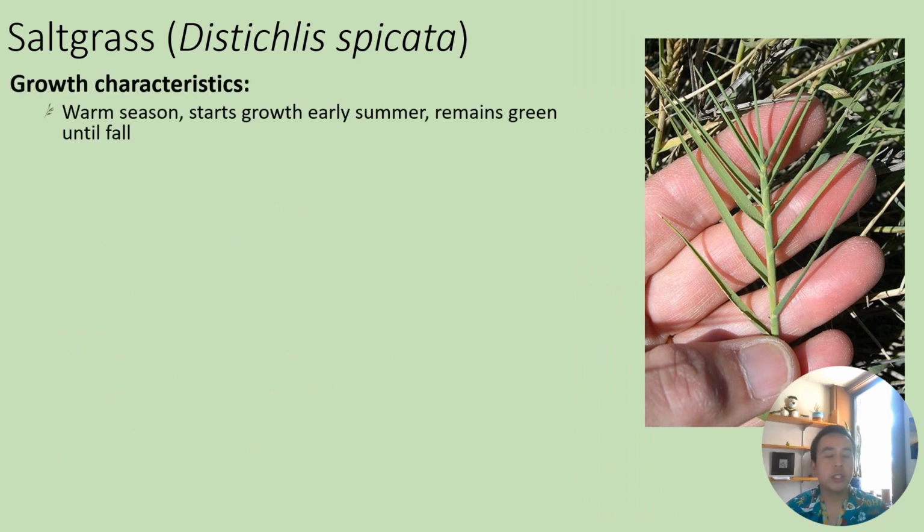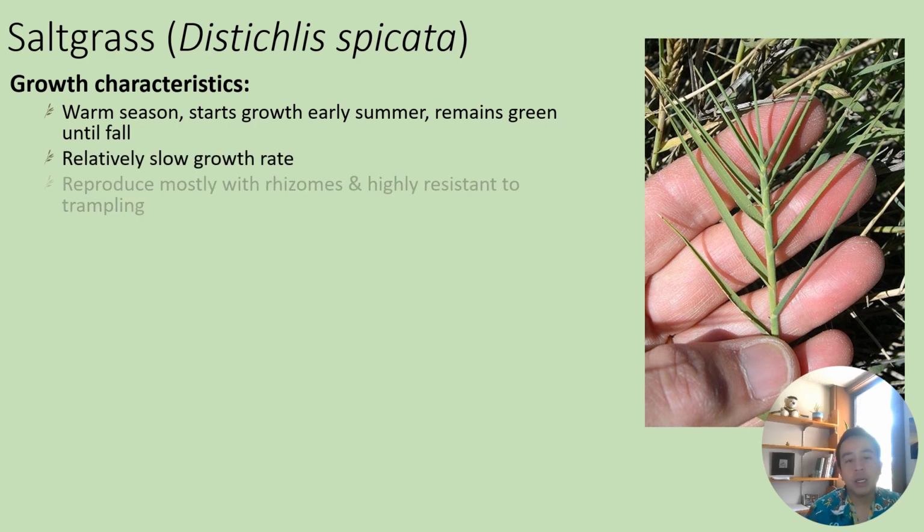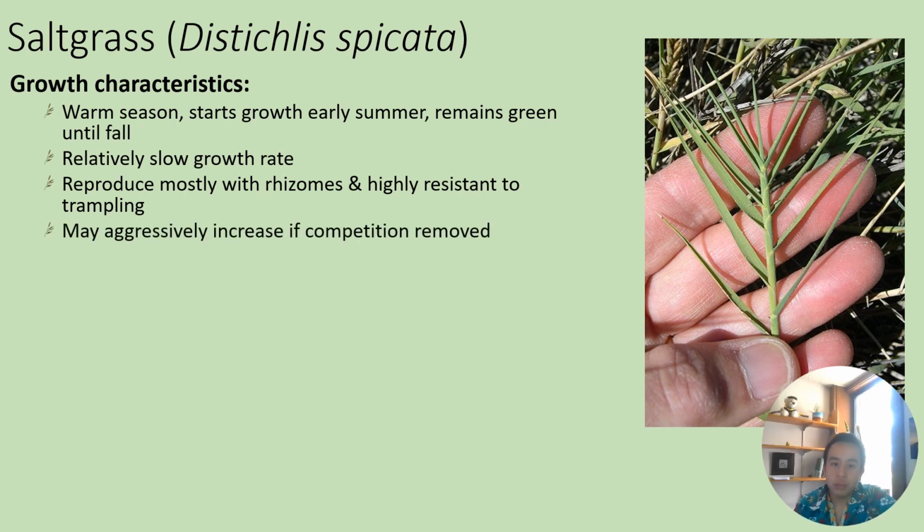For its growth characteristics, we know it's also a warm season plant that typically starts its growth in early summer and remains green until the fall. It has a relatively slow growth rate and reproduces primarily with rhizomes and not necessarily as much with seeds. It is highly resistant to trampling. It can also be a really aggressive plant and become somewhat problematic in certain environments if competition is removed.